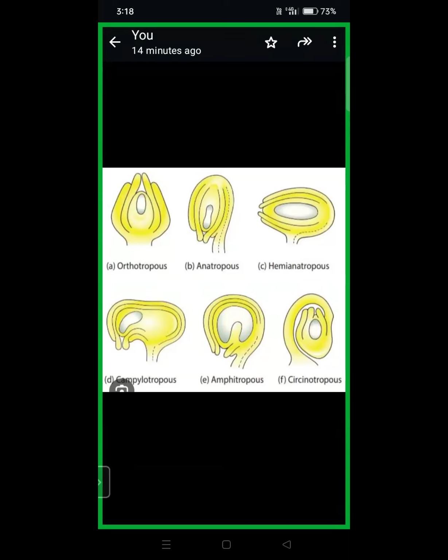So we are coming to the types of ovules. Many types of ovules are found in angiosperms, based on the position of the micropyle in relation to the funiculus and the other parts of the ovule. There are 6 types of ovules.